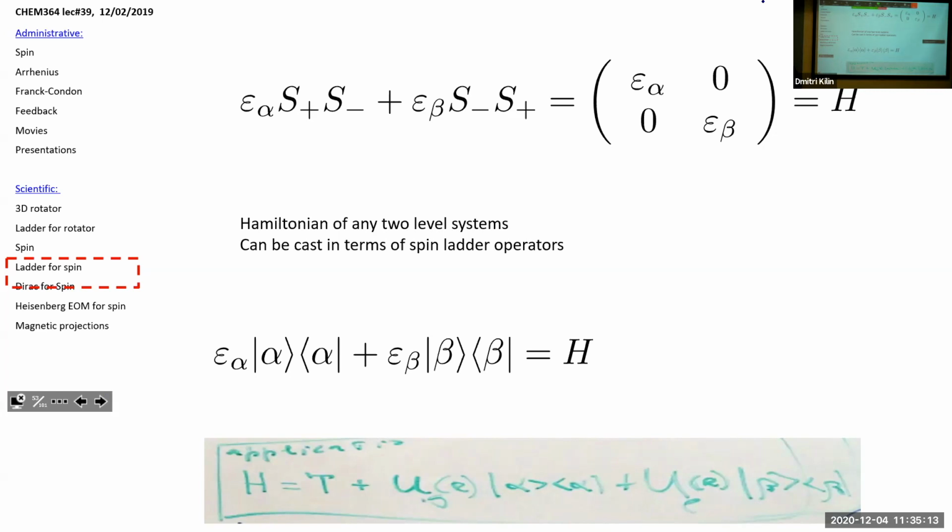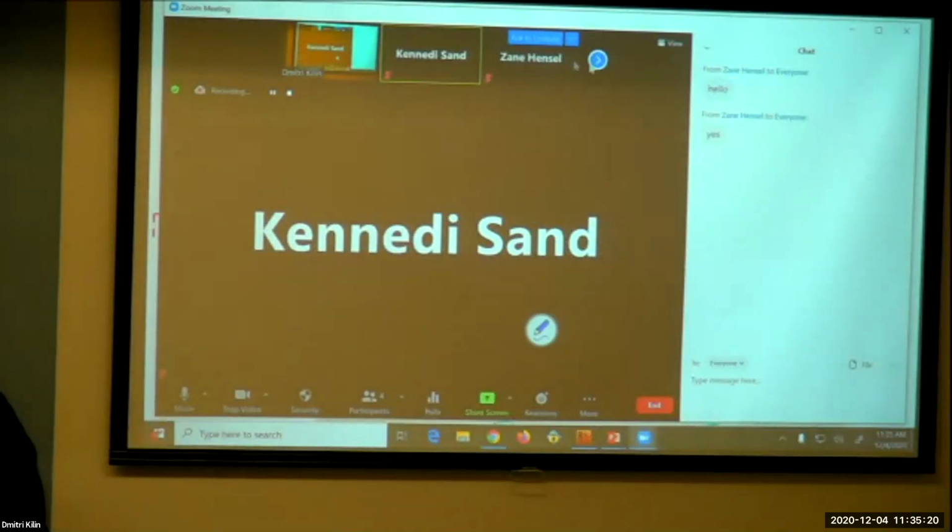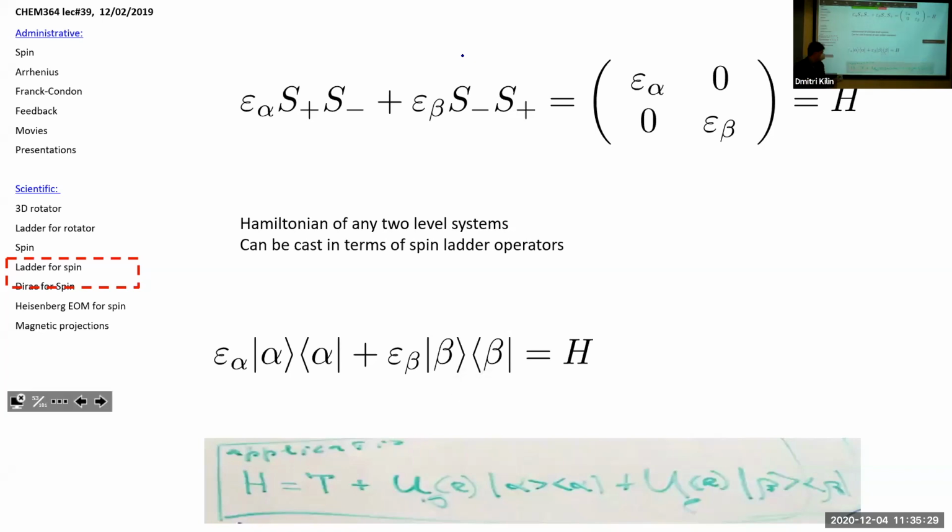Oh, I do see some chat comment. Zane answers yes. Oh, okay. Sharing. So, but potential energy is different depending on the electronic state. So we can put the Hamiltonian for Zane and Hamiltonian for Spencer in this way.